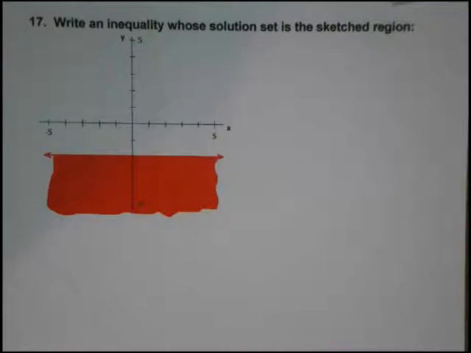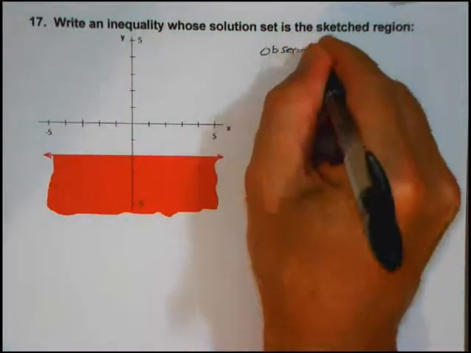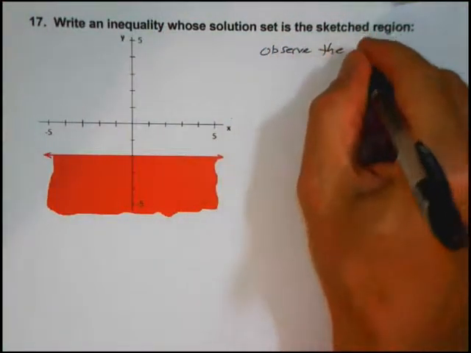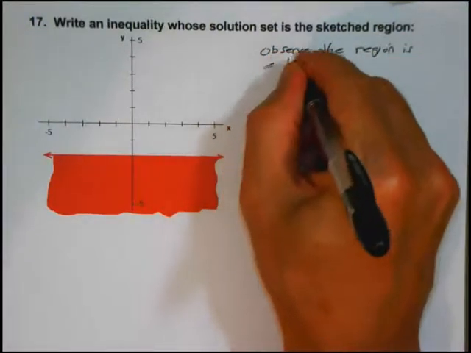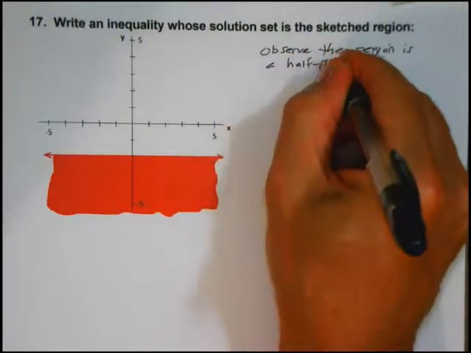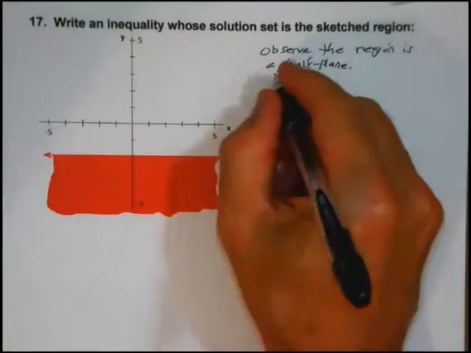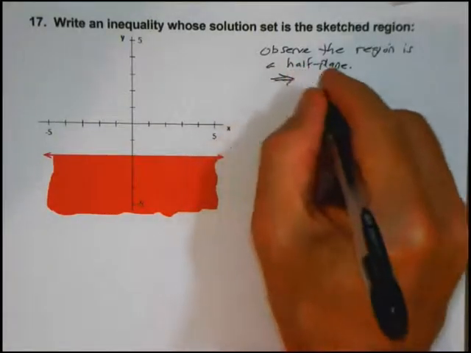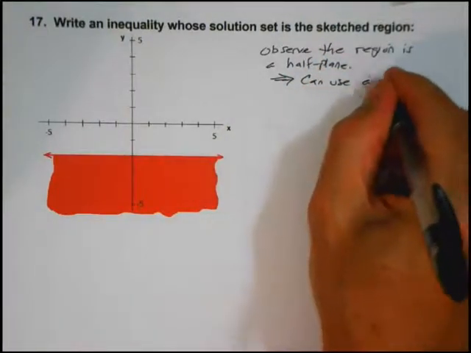Exercise 17. Write an inequality whose solution set is the sketched region. Okay, looking at the sketched region, we see a half plane. So observe the region is a half plane. Alright, so we can use a linear inequality. That's the implication here. This implies that we can use a linear inequality.